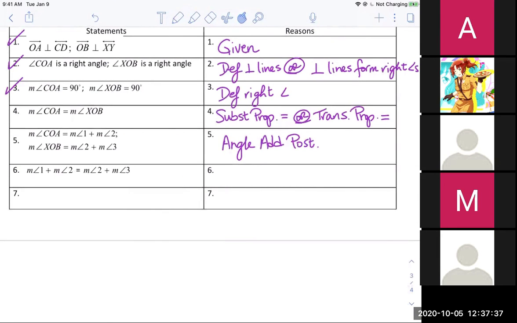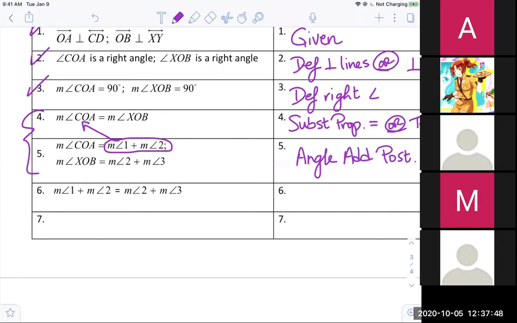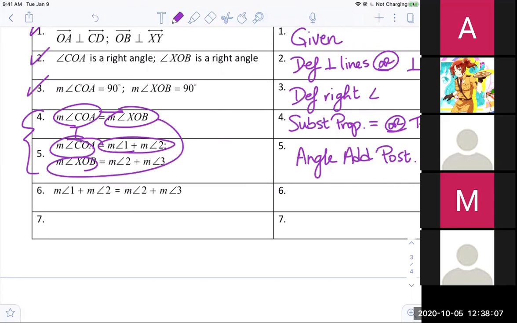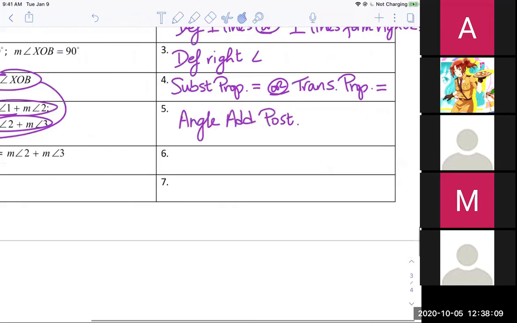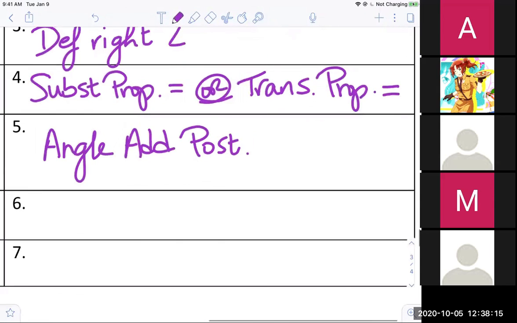Okay, and then for number 6, we're sort of using 4 and 5 together. So we're saying, okay, you could take measure of 1 plus measure of 2 and put it in place of measure of angle COA. And you could take 2 and 3 and put it in place of XOB, and then you'd have this equation. Or you could also call that one transitive. So you could say measure of 1 plus measure of 2 equals the measure of COA. Measure of COA equals measure of angle XOB. Measure of angle XOB is equal to the measure of angle 2 plus 3. So therefore, 1 plus 2 equals 2 plus 3. So that one is also transitive or substitution.